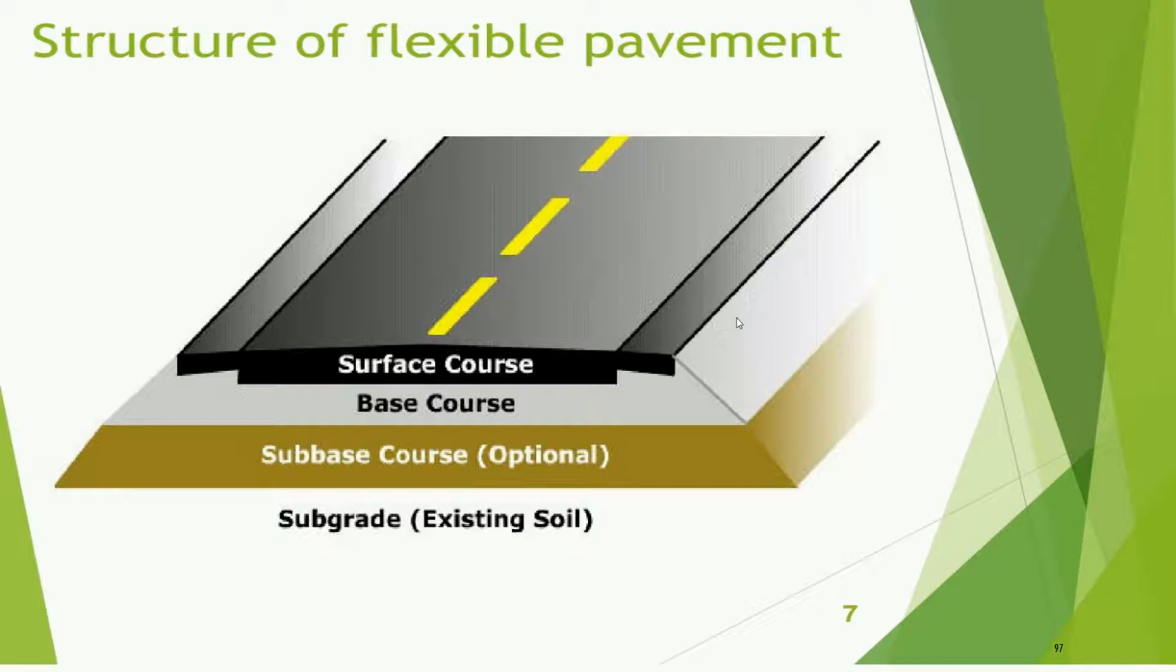It is optional. If there is any requirement, in that case we provide this subbase course, or we can neglect this layer. After that, there is the base course. These base courses are constructed with the help of various aggregates and materials. The last layer is the surface course, and at the topmost of the surface course, we provide bitumen material, so that it is possible to drive vehicles on this road without skidding and slipping.